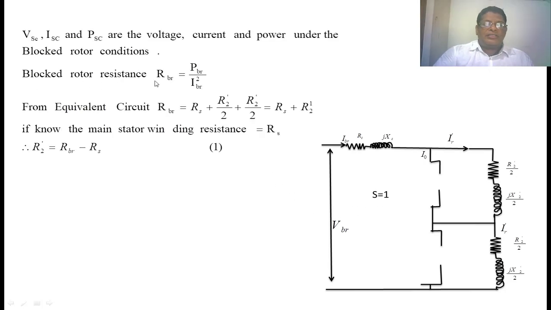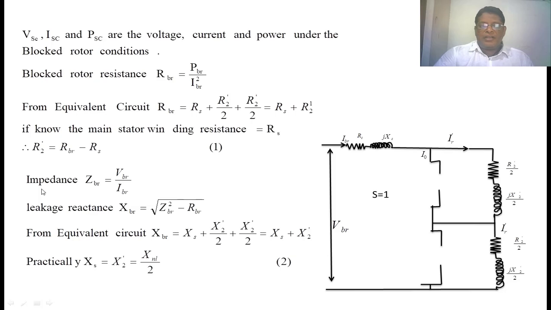Now, in the blocked rotor test, RBR equals PBR by IBR squared. From the equivalent circuit, RBR equals RS plus R2 dash by 2 plus R2 dash by 2. So RBR equals RS plus R2 dash. We know the value of RS, the stator resistance. Then we can find R2 dash equal to RBR minus RS. In this manner, we can calculate two parameters: one is RS, another is R2 dash.